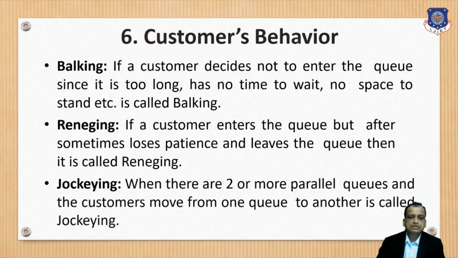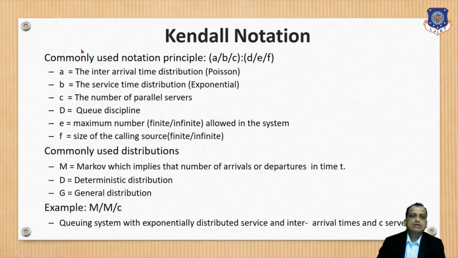Next is jockeying. Jockeying also you might have experienced when there are two or more parallel queues, right? And if one of the queues is moving faster, then you will jump that queue, right? You will move from one queue to another. This kind of behavior is nothing but jockeying. Clear? Another one of the most important topics, Kendall notation.